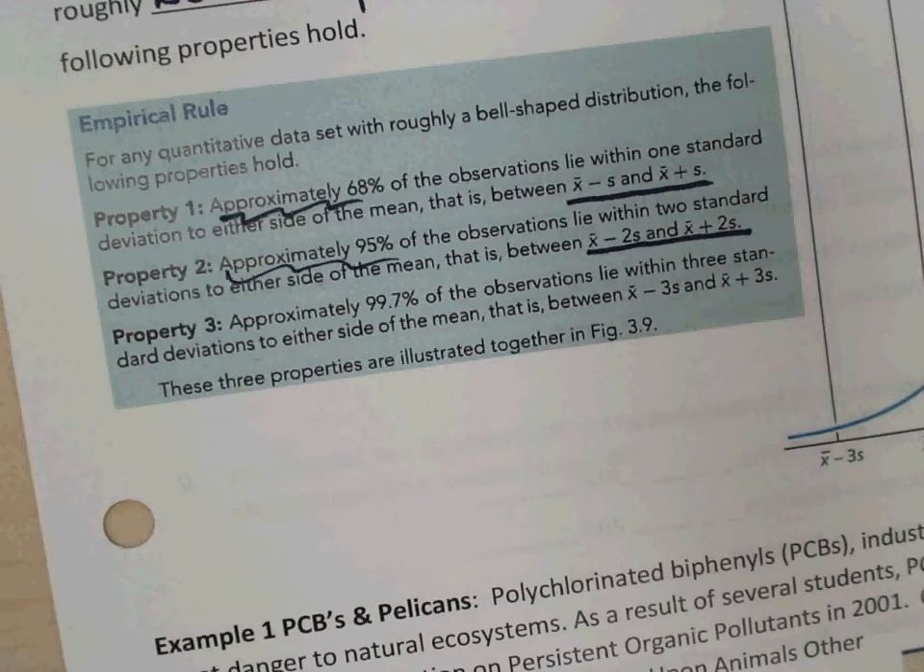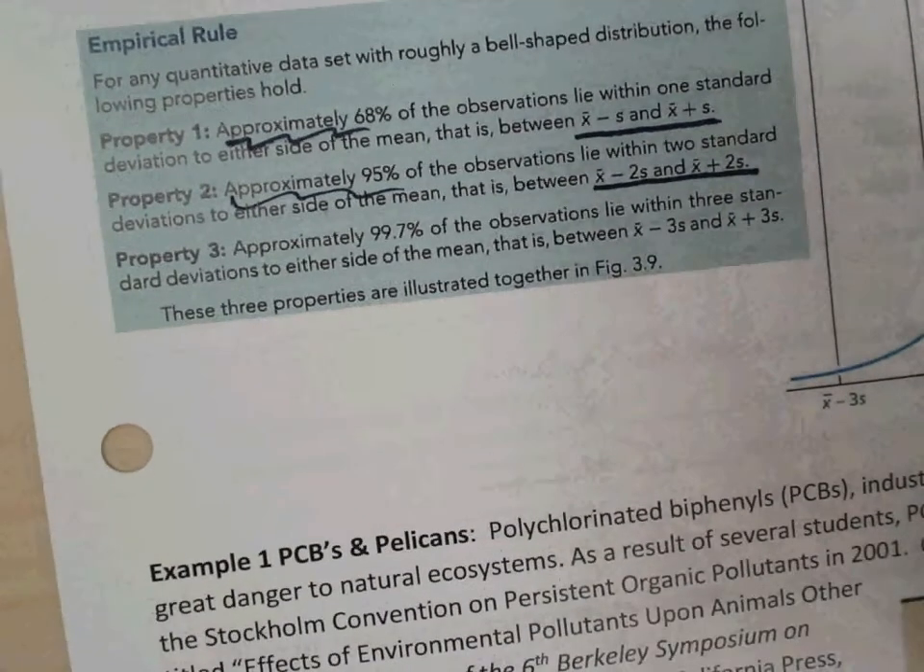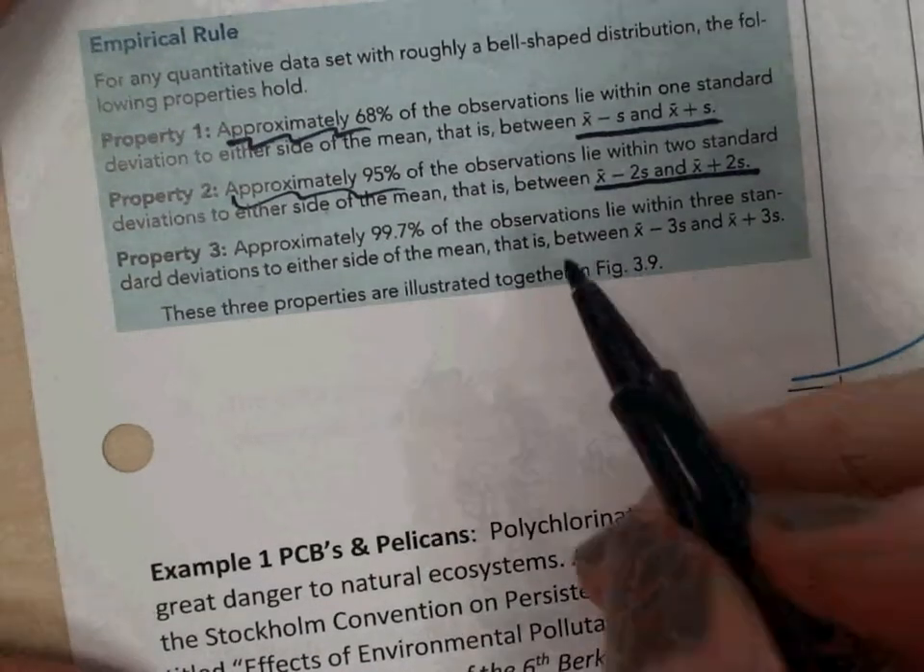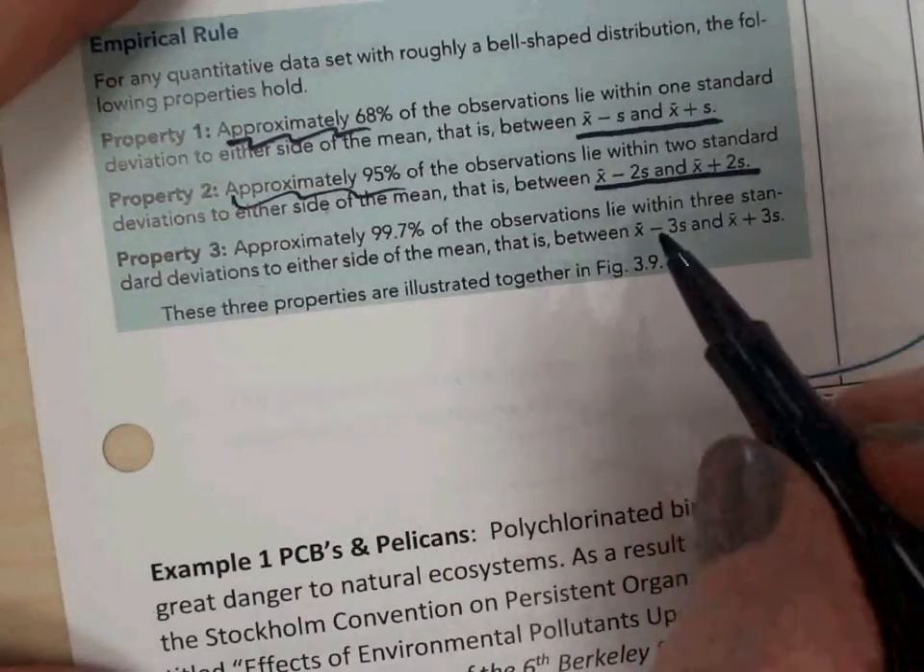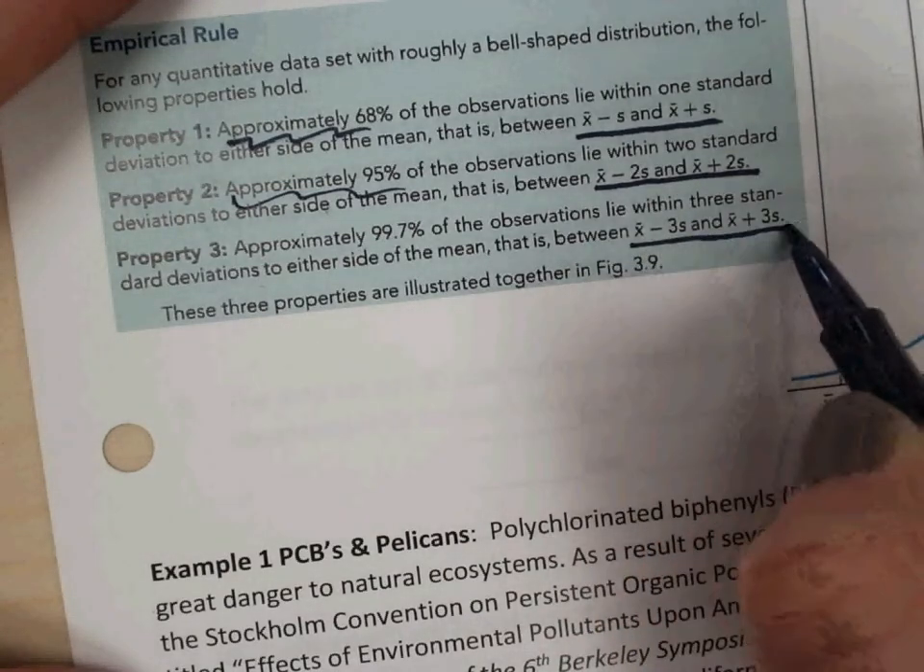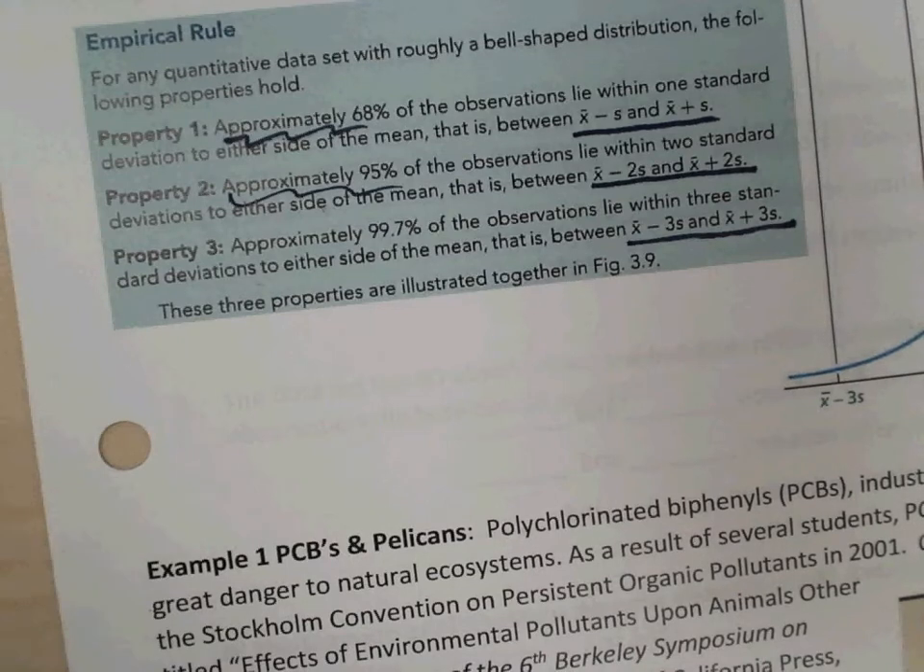And the third property is that approximately 99.7% of the data lies within three standard deviations, so between x bar minus 3s and x bar plus 3s. If you got a 99.7% on a test, you'd feel like you were basically at 100%. So nearly all of the data is within three standard deviations of the mean.